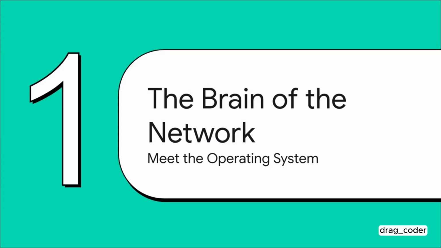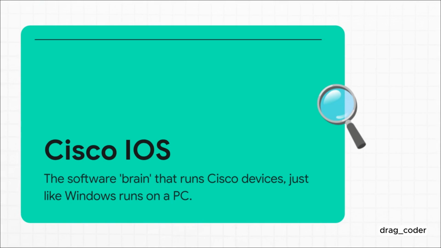So, the first step is to understand what's actually going on inside that box. Just like your computer runs on Windows or Mac OS, a network device has its own special software. It has a brain that lets it think and act. And for Cisco gear, that brain is called the IOS, which stands for Internetwork Operating System. The analogy here is just perfect. IOS is to a router what Windows is to your PC. It is the fundamental software that makes everything else even possible.